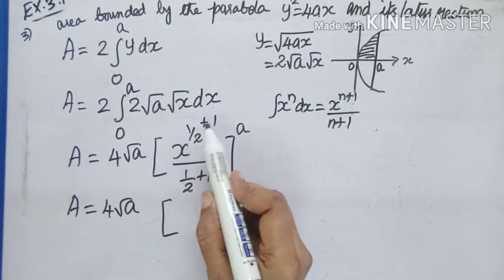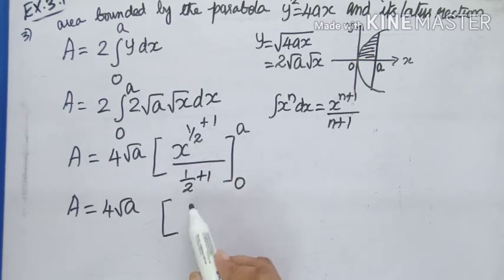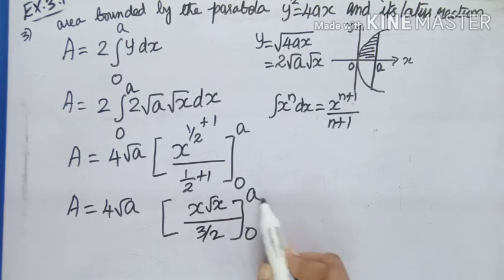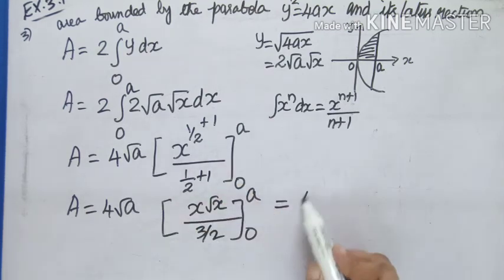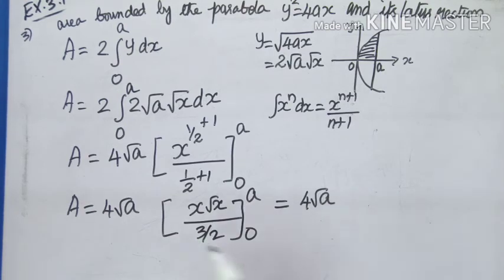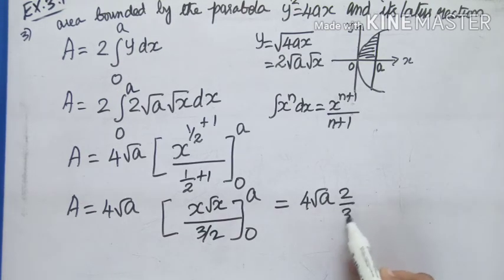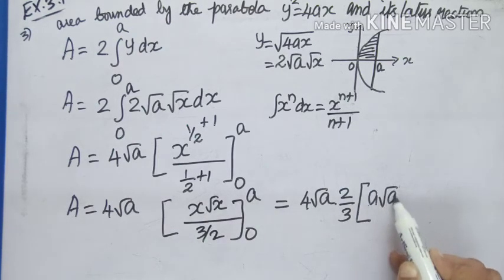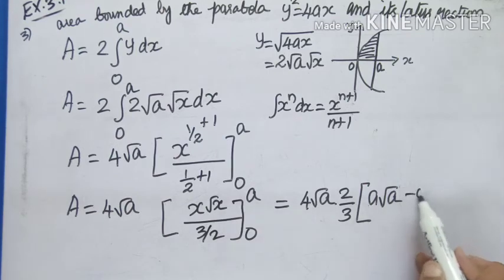X power half plus 1 means I can rewrite it x power 1 times x power half, which is root x, divided by half plus 1, which is 3 by 2, between the limits 0 to a. Reciprocate this, 4 root a, 3 by 2 I can write 2 by 3. Put upper limit, it is a root a. Put lower limit, it is 0.